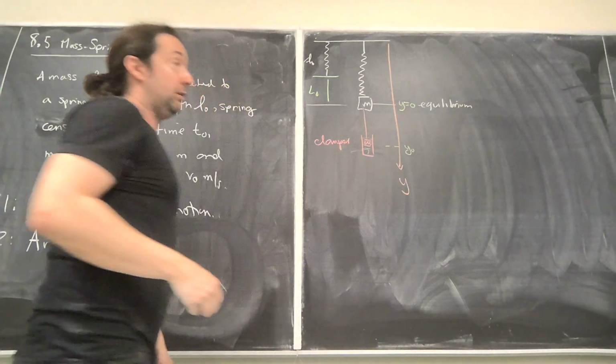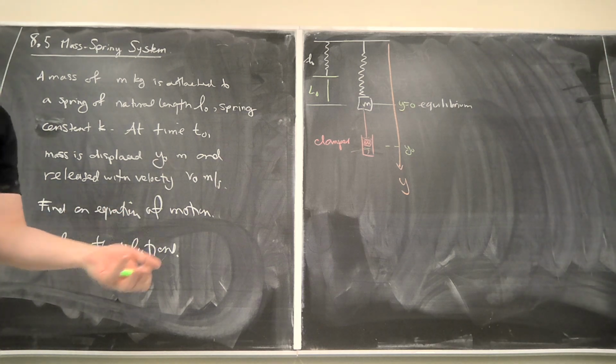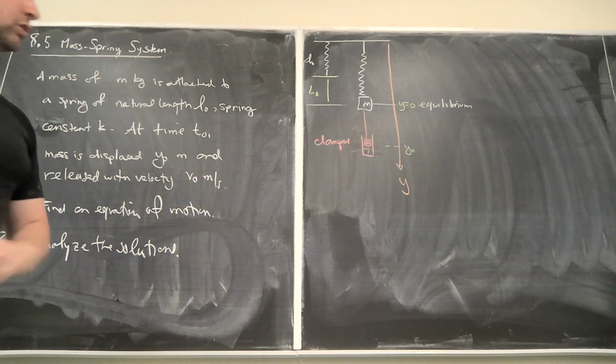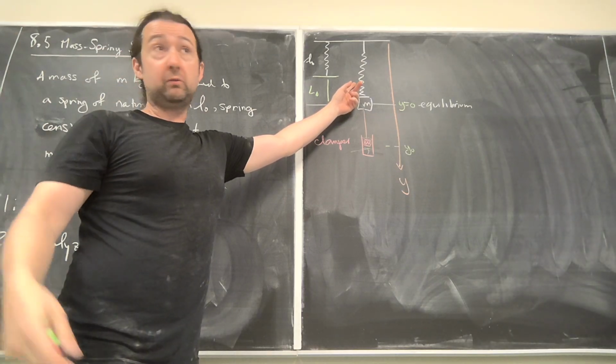This is essentially how the suspension of your car works. So car suspensions have two components. There's a spring that bounces in response to you going over bumps and through holes.